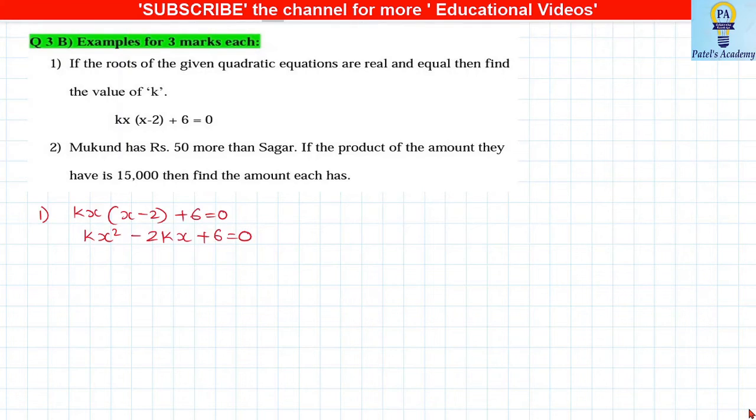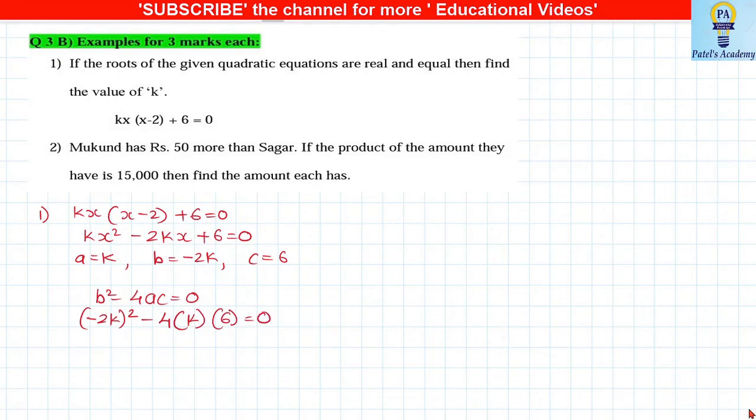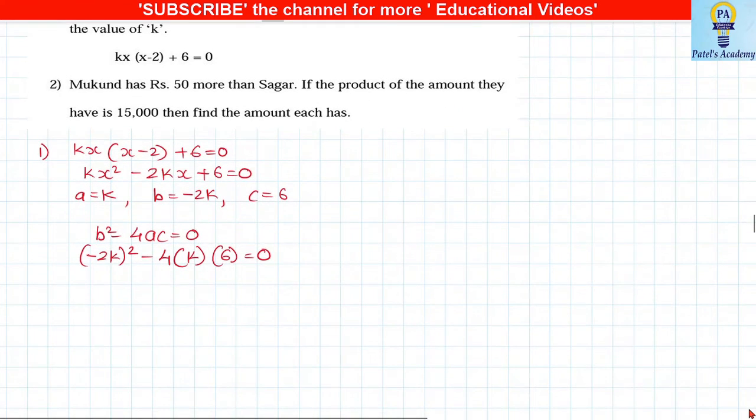Now if you compare this with the standard form, we get the value of a as k, b as minus 2k and c as 6, and it is given that the roots are real and equal. So the condition is b square minus 4ac equal to 0. So (minus 2k) square minus 4 into k into 6 equal to 0. Now let's open the bracket. This is 4k square minus 24k equal to 0.